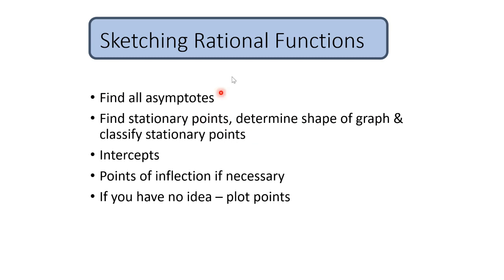Okay, let's have a look at if you are asked to sketch rational functions, then we go through the following steps. The first thing we do is find all the equations of any asymptotes. We then find stationary points. If you are still a little bit stuck, you can determine the shape of the graph and classify stationary points as whether they are local min or max. Most of the time, you can visualize it and see how it looks.